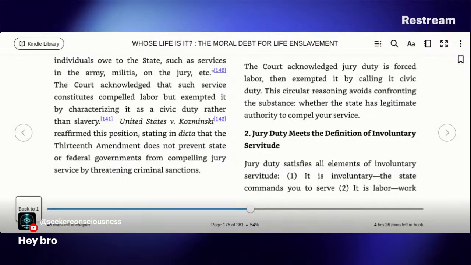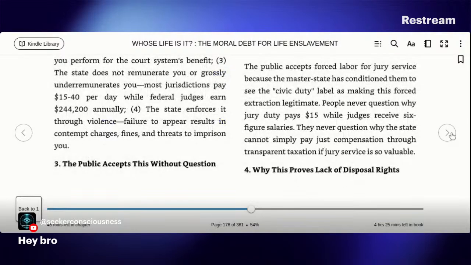Jury duty satisfies all elements of involuntary servitude. It is involuntary. The state commands you to serve. It is labor, work you perform for the court system's benefit. The state does not remunerate you or grossly under remunerates you. Most jurisdictions pay $15 to $40 per day, while federal judges earn $244,200 annually. The state enforces it through violence: failure to appear results in contempt charges, fines, and threats to imprison you.